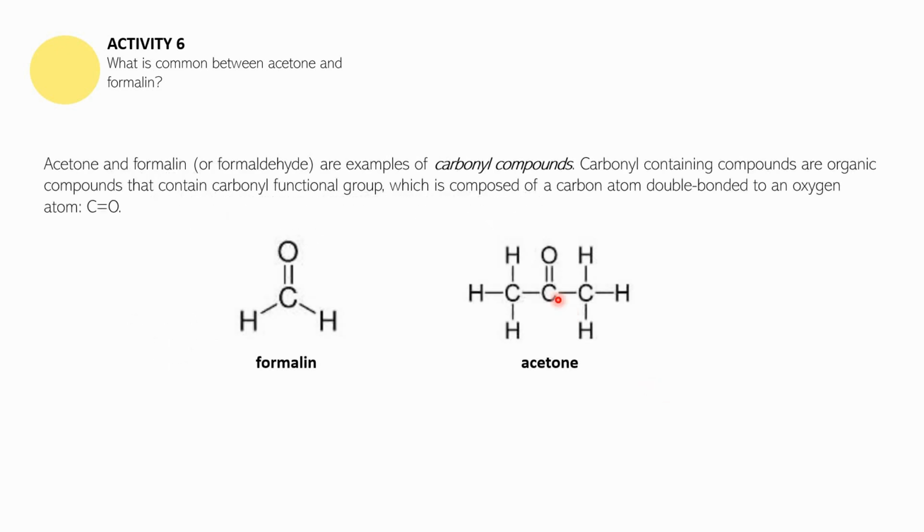And so, acetone, a bit of a background. Acetone and formalin or formaldehyde are examples of carbonyl compounds. Carbonyl compounds are carbon-containing compounds, and they are also compounds that have a carbonyl in them. So a carbonyl is a carbon that is double bonded to an oxygen. Their carbonyl is their functional group, and that makes them unique. So in the case of formalin, its structure is as follows.